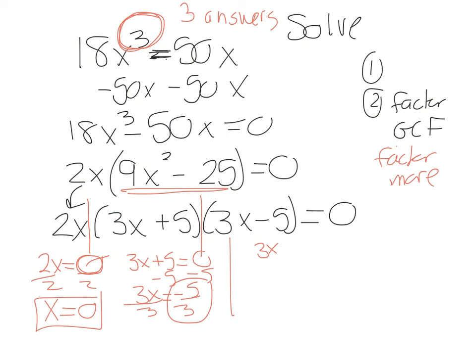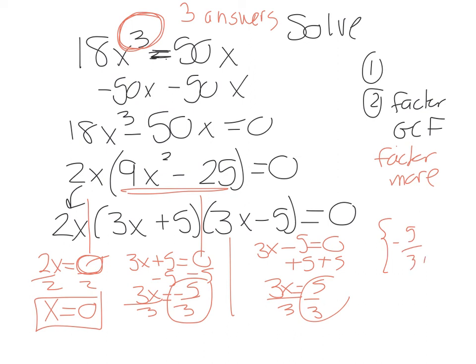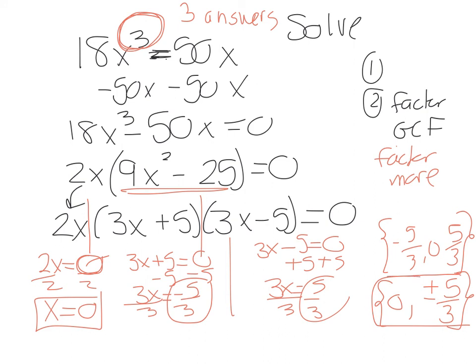The next one is 3x minus 5 equals 0, add 5, 3x equals 5, and I have the positive 5/3. So I'll write all 3 answers, negative 5/3, 0, and positive 5/3. Now your book will often do this. They'll call it 0 and plus or minus 5/3. And that's the way they show all 3 answers. You can do it either way. Just make sure it's really clear if you're putting the plus or minus. If you want to be safer, just show me all 3 answers.